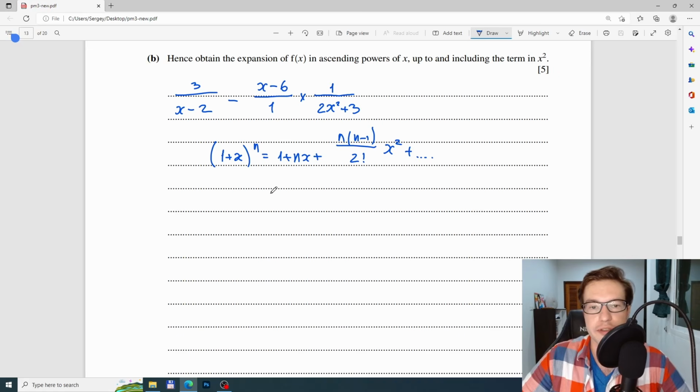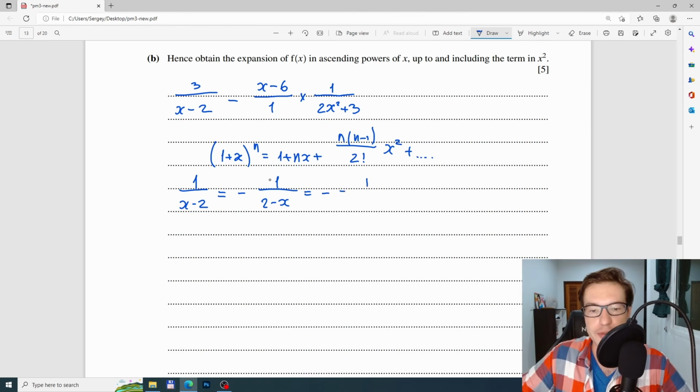The next question is about generalized binomial expansion, when you have to use the formula 1 plus x to the power of n equals this large expansion, and it's probably the most tedious question in this exam, where Cambridge is actually testing your algebraic skills. So first of all, let's start with the first fraction, and let's try to expand 1 over x minus 2. I'm going to write it in the form minus 1 over 2 minus x. So I'm trying to get it in the form 1 plus x to the power of n.